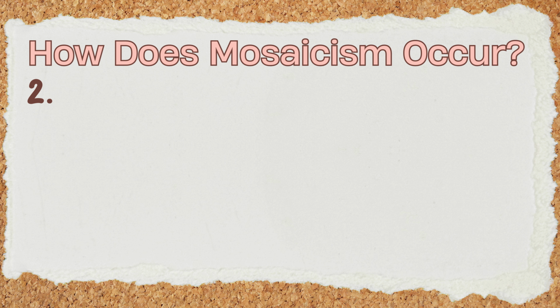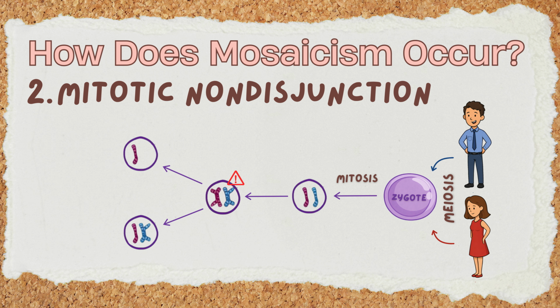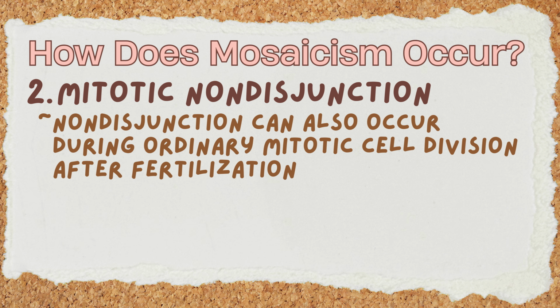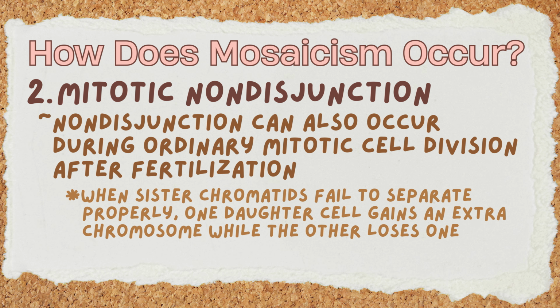Another common mechanism is mitotic nondisjunction. Most students remember nondisjunction from meiosis, where it causes trisomy 21 or trisomy 18. But nondisjunction can also occur during ordinary mitotic cell division after fertilization. When sister chromatids fail to separate properly, one daughter cell gains an extra chromosome while the other loses one. This produces chromosomal mosaicism.